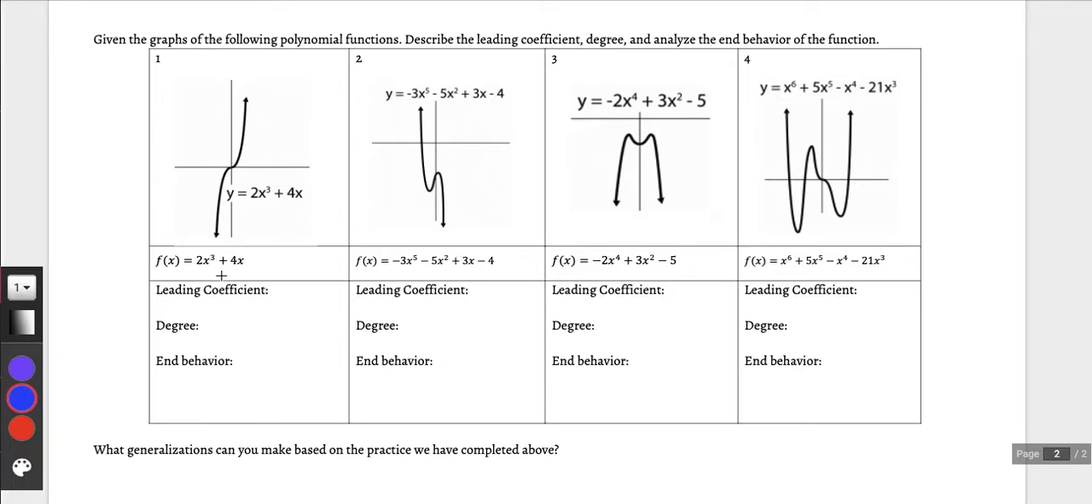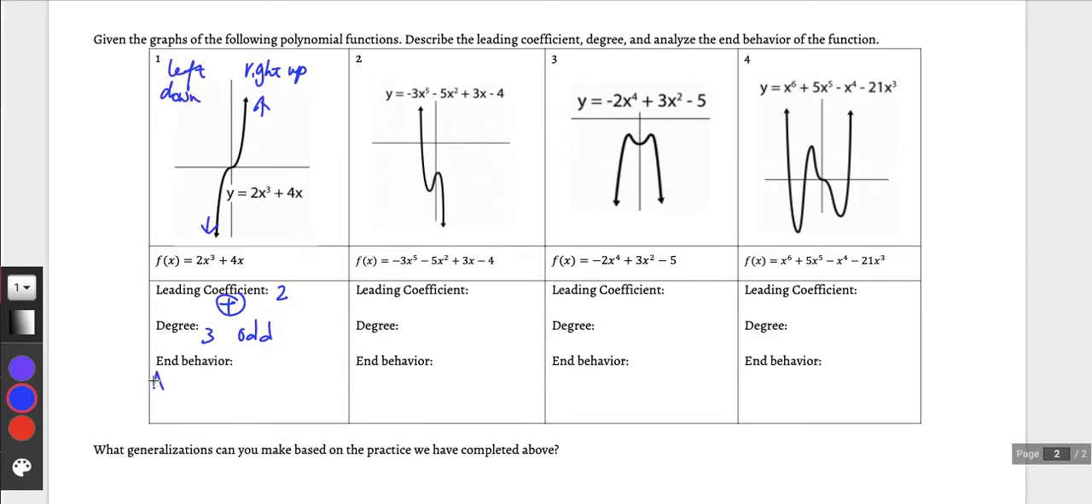For the leading coefficient, as we see, the highest degree is 3, and the coefficient is 2, and it is positive. And the degree is 3, which is odd. So as we observe here, the end behavior is like one up, one down. One up is right up, left down.